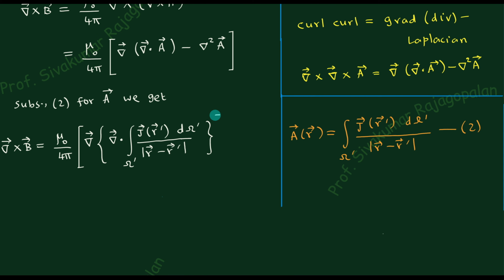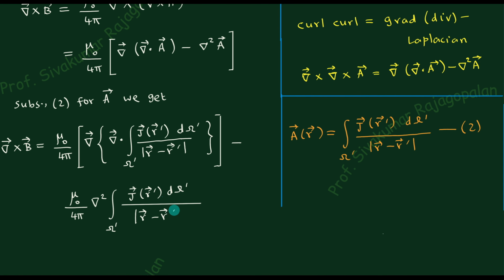Close the bracket, close the square bracket. So first term is over. Then second term is minus. Then you have a del square. So anyway, we are multiplying the mu naught by 4 pi every term. Del square of the same expression. Once again, copy the equation number 2. So the expression looks a little lengthy, but it's fine.